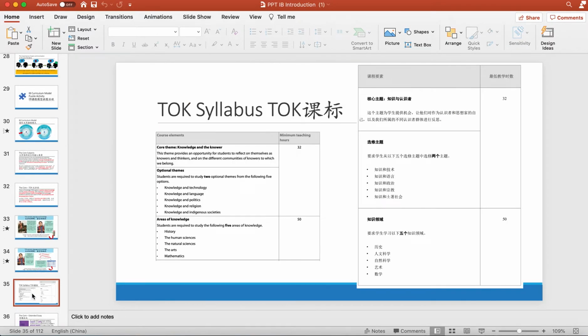And then after that, I show them the TOK syllabus, but I usually do not go too deep because I usually schedule another session with my TOK teachers to explain the TOK curriculum model in more detail. It is quite complex, and I don't want to use the whole time just for TOK during the DP introduction session for parents.